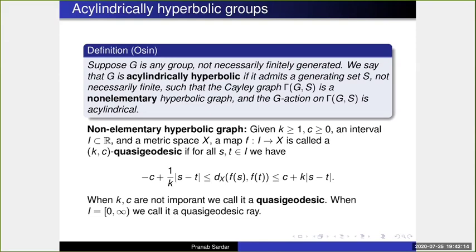When k and c are not important, we'll just call it a quasi-geodesic. And when the interval is 0 to infinity, so a map from 0 to infinity to X, if I have a quasi-geodesic, then I call it a quasi-geodesic ray. More generally, one can define this for any metric space. If I have any map from some metric space Y to X which satisfies this condition, where of course I have to replace the absolute value |s minus t| by the distance in Y, that will be called a QI embedding. I will need that later and I will recall this again. So this is a quasi-geodesic.